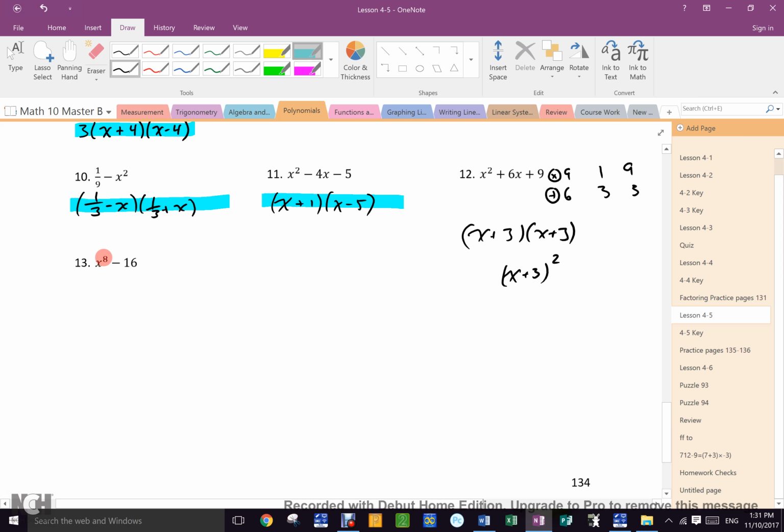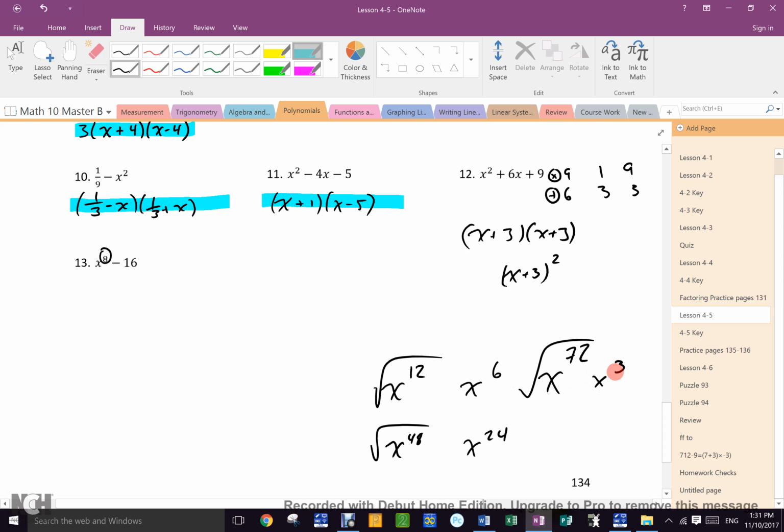Now, 13. What do you know about even exponents? Jack? That they all have a square root. What would the square root of x to the 12th be? X to the 6th. What would the square root of x to the 48th be? X to the 24th. What would the square root of x to the 72nd be? X to the 36th.